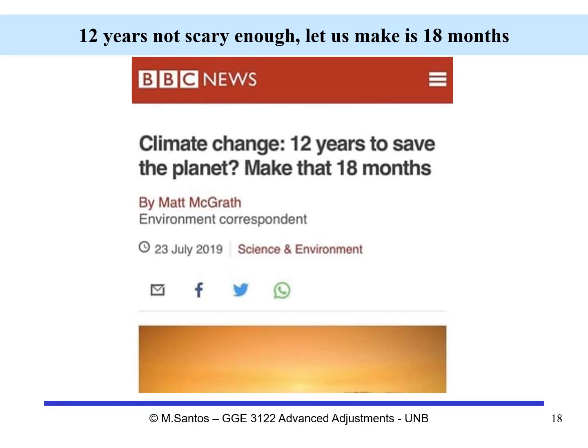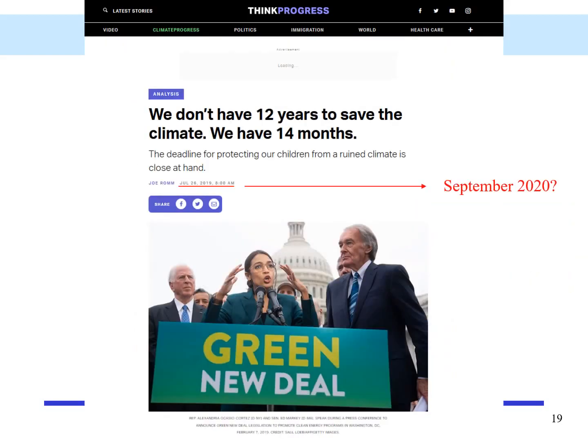So let's make it 18 months. Then came the politicians. Well, there is a presidential election in the US next year. We need to scare people earlier than that. Oh, so let's make it less time. What about 40 months? That's all politics, okay?